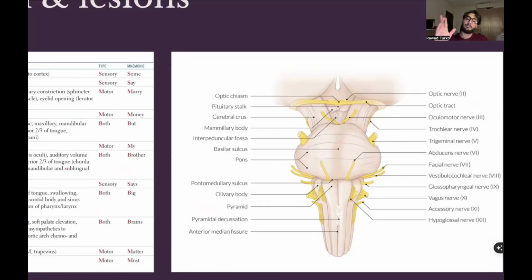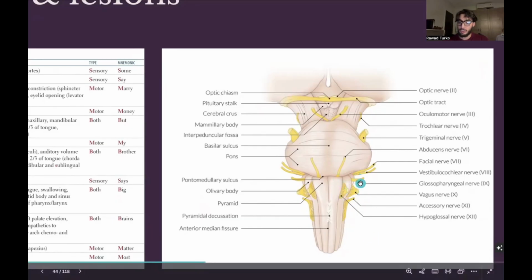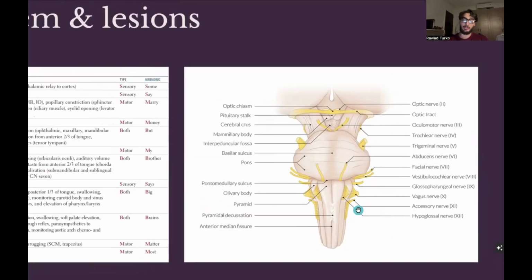So the 4 exiting above are 1 and 2, which are olfactory and optic, and 3 and 4, which are oculomotor and trochlear. Now the 4 at the pons are 5, 6, 7, and 8, so trigeminal, abducens, facial, and vestibulocochlear, sorry. And then the 4 below the level of the pons are the glossopharyngeal nerve, the vagus nerve, the accessory nerve, and finally the hypoglossal nerve.